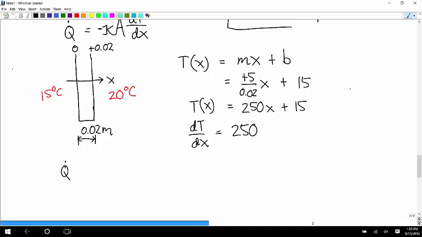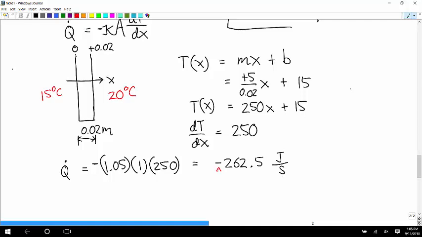So Q dot is equal to negative 1.05 times 1 meter squared times 250, and you get a value of negative 262.5 joules per second. So what does that negative mean? That means that the flow is in the negative x direction.